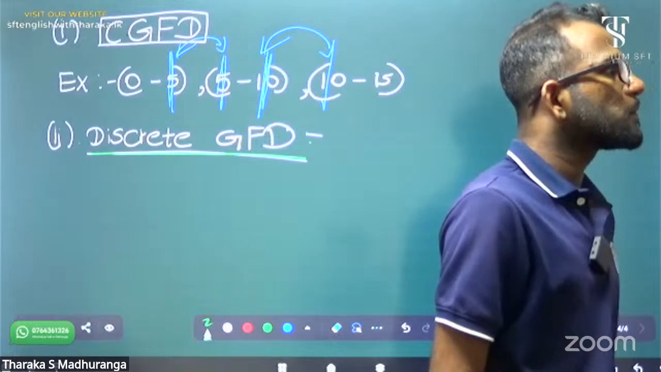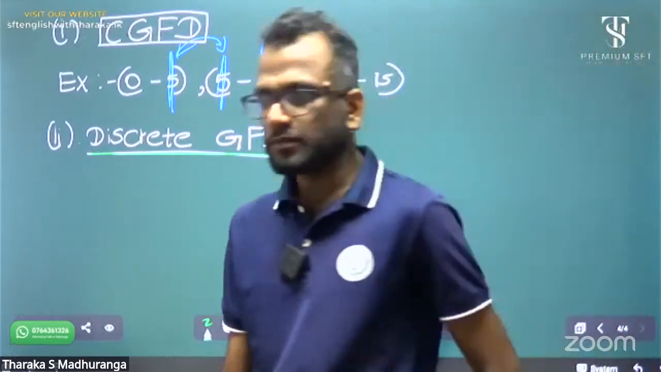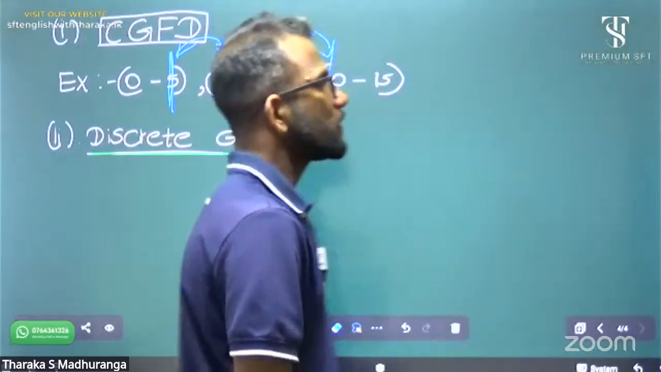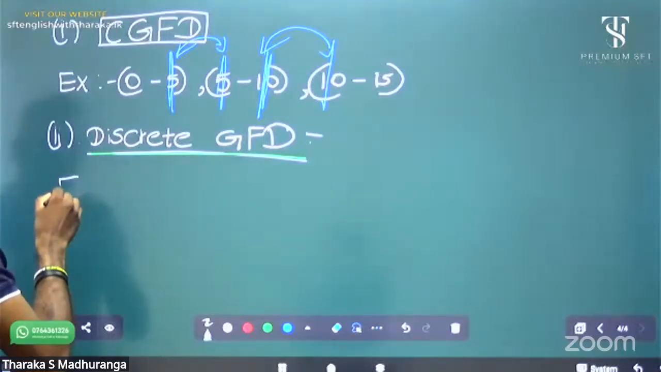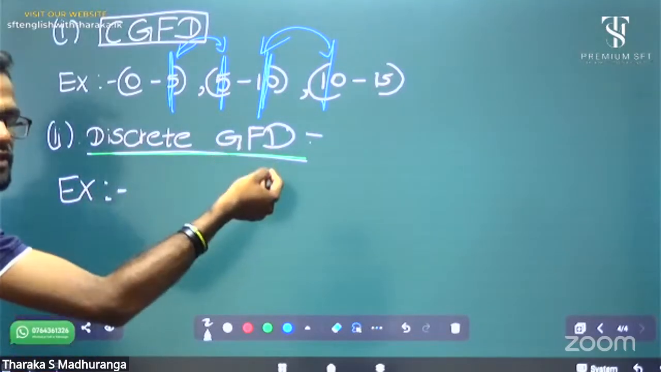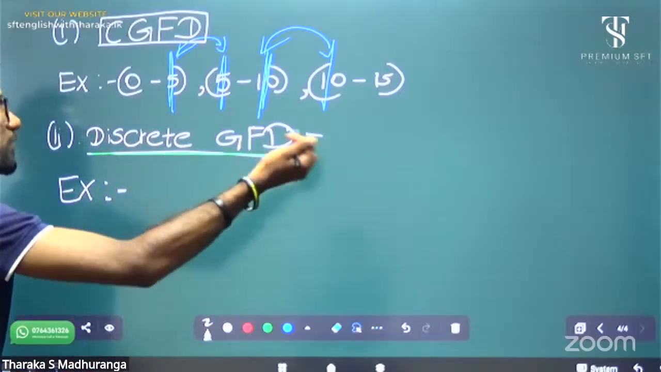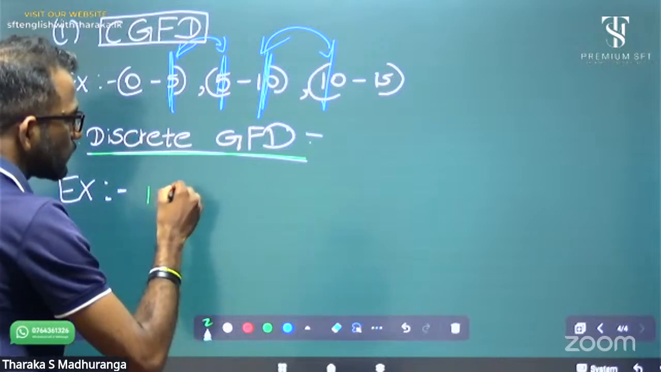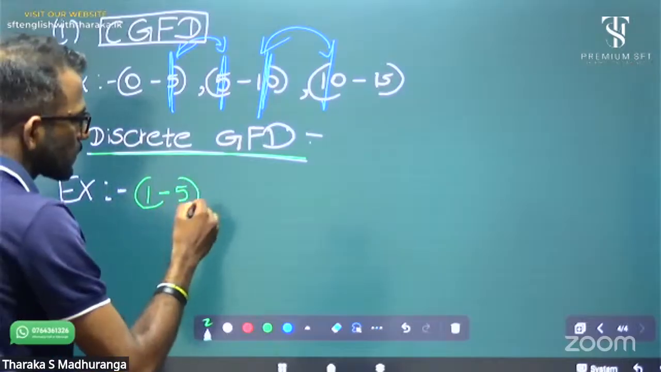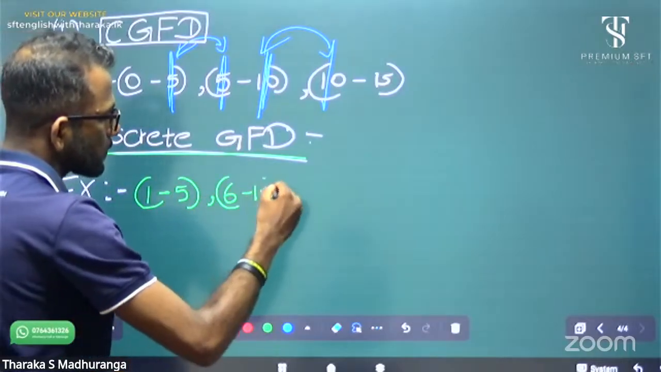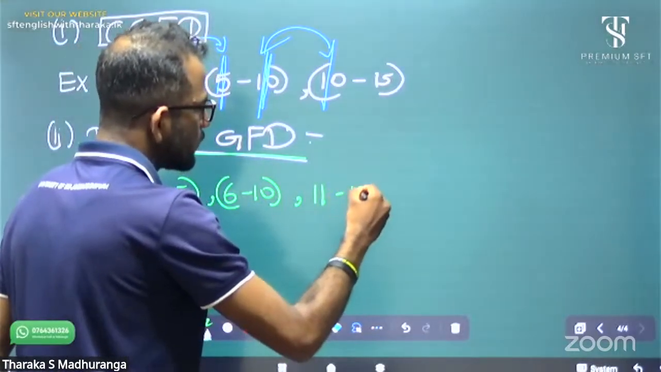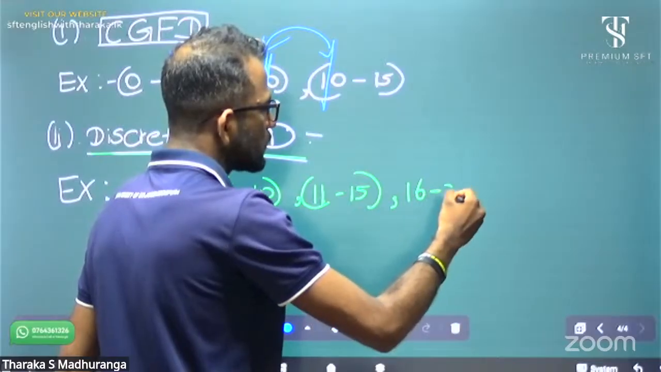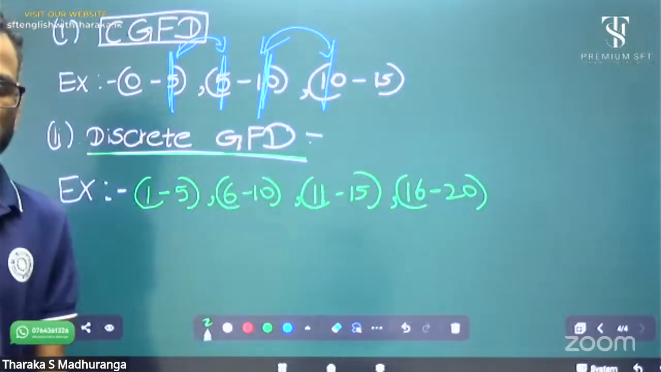Therefore, they have gaps between groups. Okay, write down an example. Any group final value not equal to the next group first value. As an example, if you got 1 to 5, 6 to 10, 11 to 15, 16 to 20. That's the nature of discrete group frequency distribution.